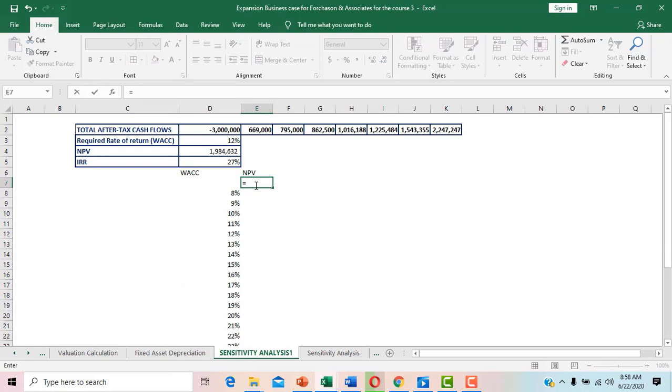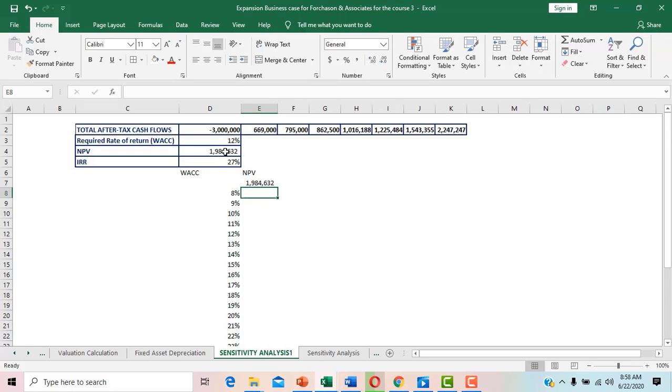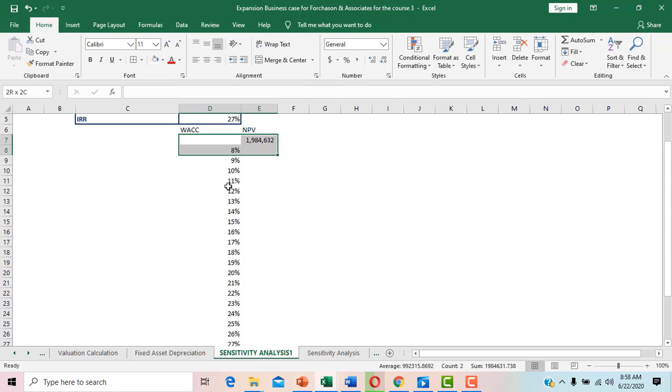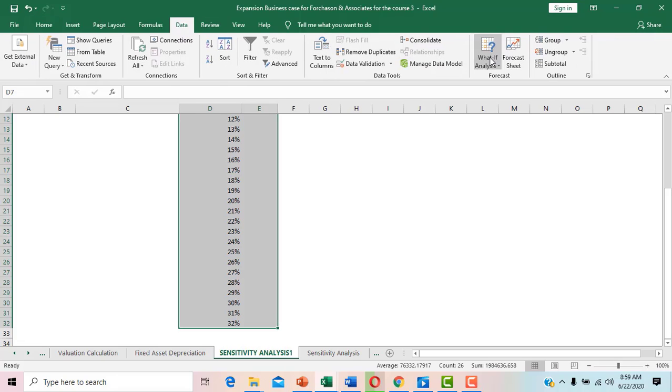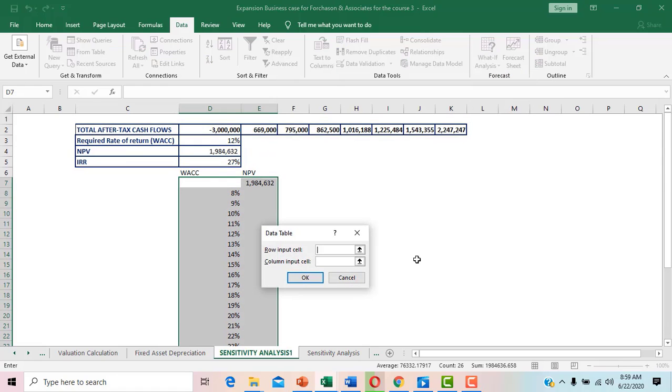Our variable of interest here is going to be the net present value. We just get that figure out of there. Now to determine our sensitivity analysis, we are just going to copy all the figures right up to the last. Then we move to our data. From our data, we move to what if analysis. From what if analysis, we choose data table. Then we realize that we are supposed to fill in two inputs.